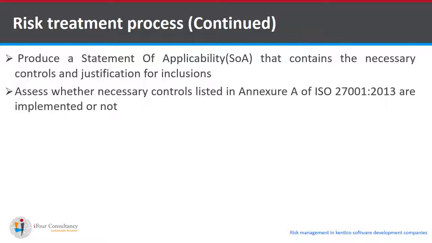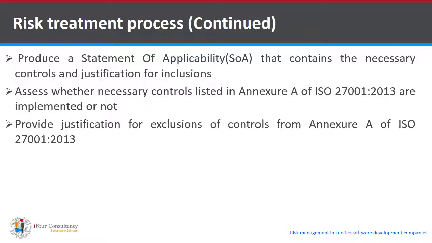Then assess whether the necessary controls listed in Annexure A of ISO 27001:2013 are actually implemented or not. After that, provide justification for exclusions of controls from Annexure A of ISO 27001:2013, that is why these controls are not included in the SOA.